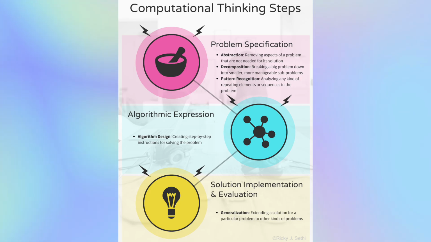This is an example diagrammatic representation of computational thinking. First one is the problem specification, then evaluation, and the third one is the algorithm.